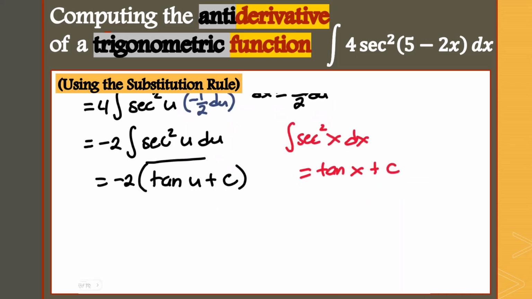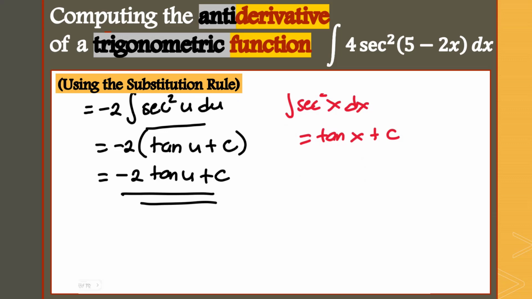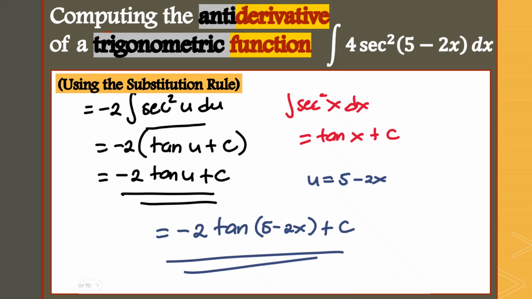Which would then be equivalent to, multiplying negative 2, negative 2 tangent of u plus c. Generally, we are going to accept plus c, even if you will have minus 2c, because c is the general form for an arbitrary constant. This is the answer after using u. But u earlier is equivalent to 5 minus 2x. So with that, our final answer here is negative 2 times tangent of the binomial expression 5 minus 2x plus c. This is then the answer to this item.